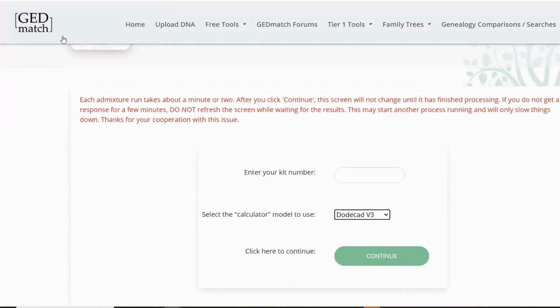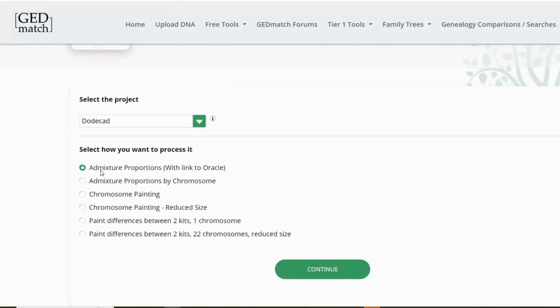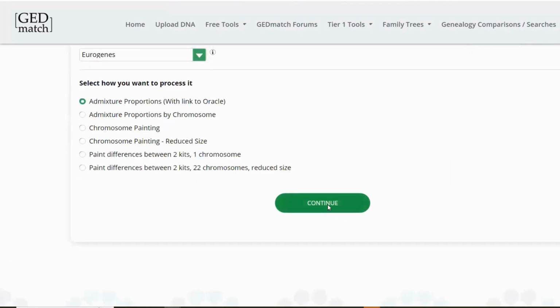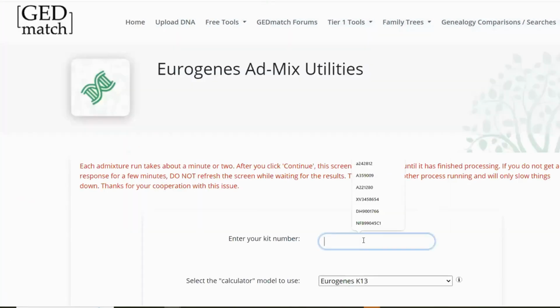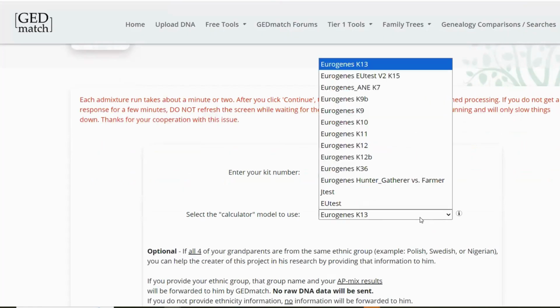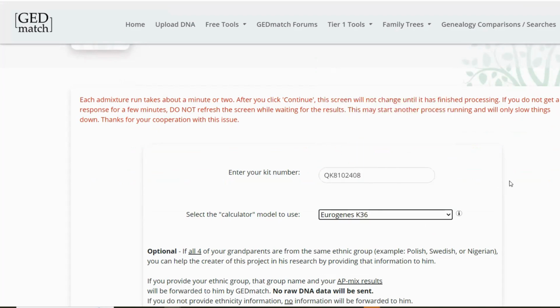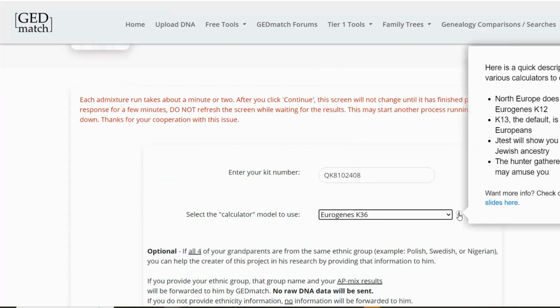No, go back one more. Go up to decocat and hit the one above it. Right. Then do oracle. Go ahead. Hold on. Okay, enter her kit number. Change that to K36. K36, right. And if we want to know what K36 is, if you mouse over that, there is an explanation of the different options.